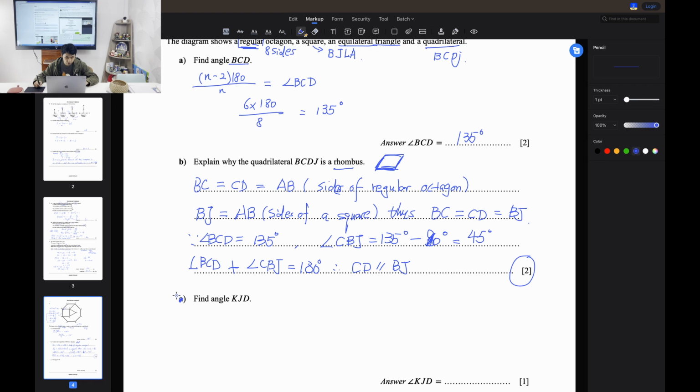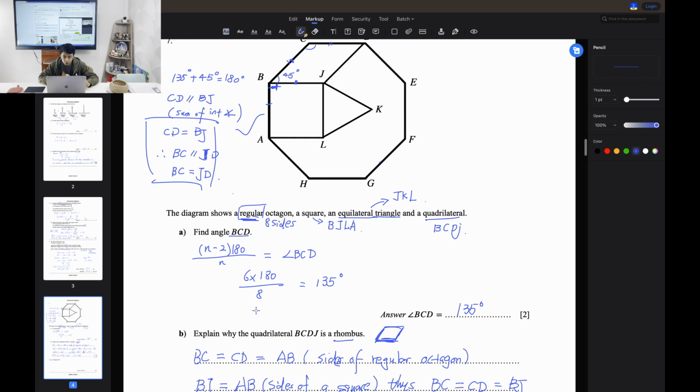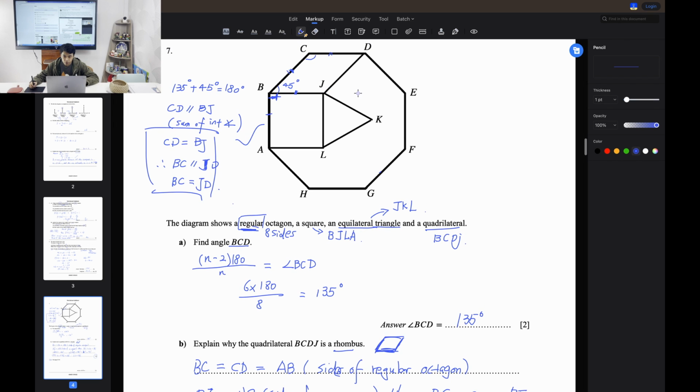question 7C. Okay, angle KJD. Where is angle KJD? Let's look for it. KJD. Okay, is this one. First of all, we know that equilateral triangle JKL, this is equilateral, so that means this is 60. This is also 60, and this is also 60. And then this is 90.